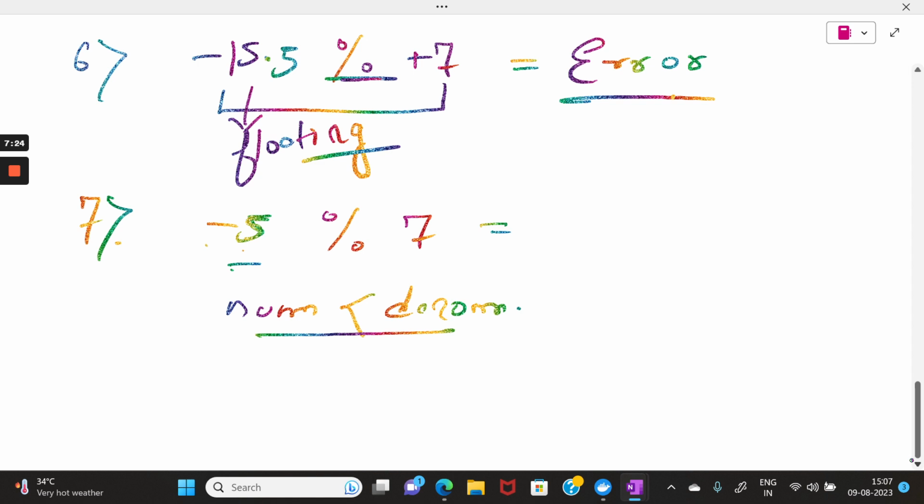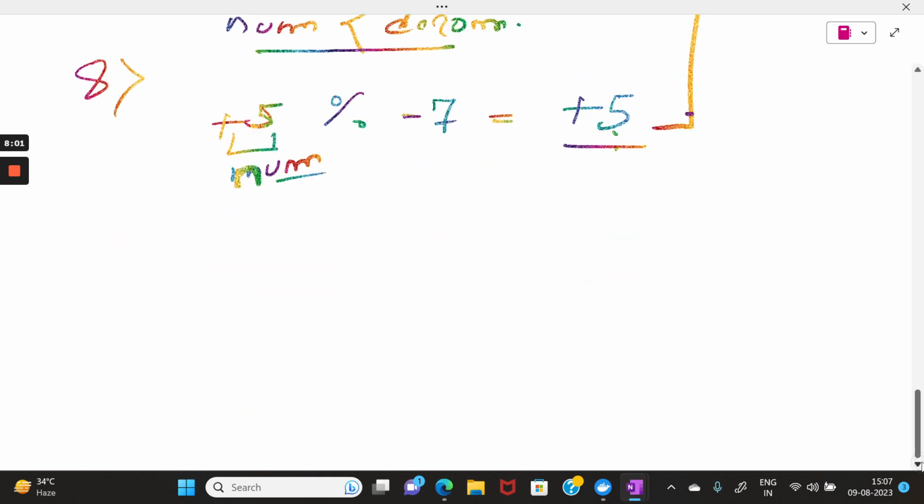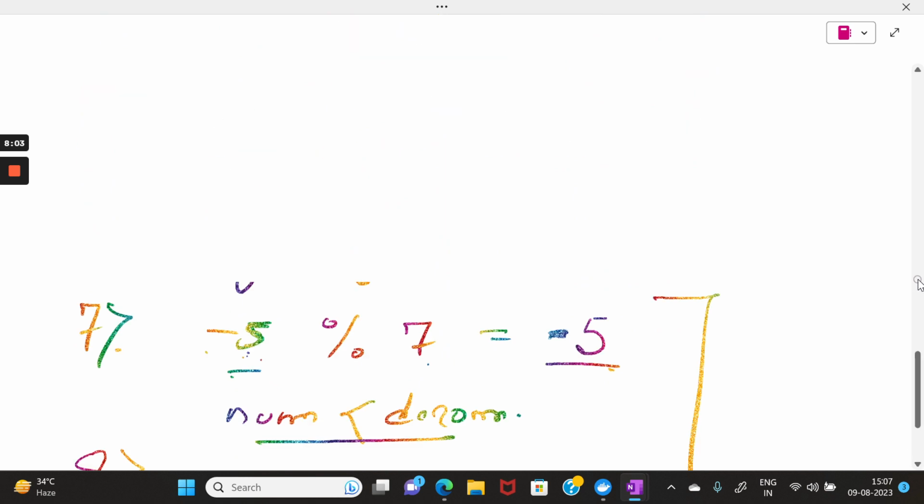Of course, if it would be 5 modulus 7, what would be the output? 5 only. But the numerator is having a minus sign, so we are forced to explicitly mention its sign as minus 5 because the numerator is having the minus sign. Let's see if we have it as plus 5 modulus minus 7. Then also we are getting the output as plus 5 because the numerator here is positive. Okay. And this is how it goes, right? For the third rule.